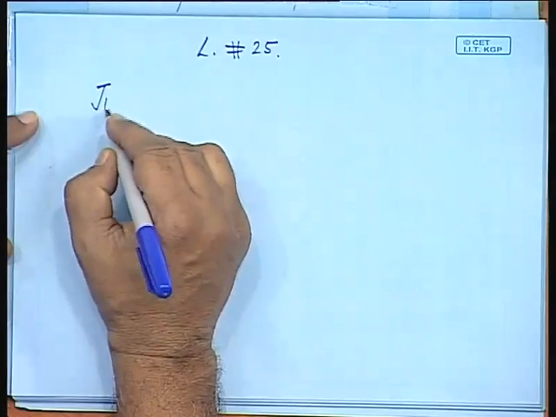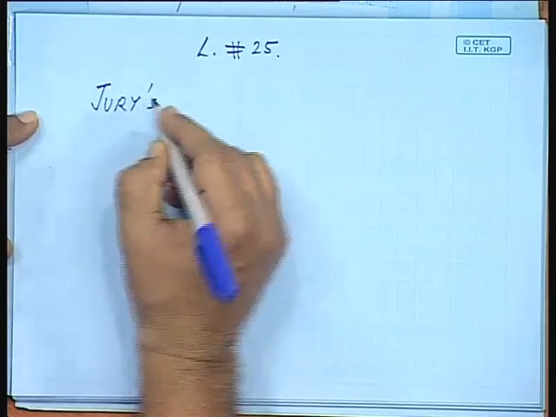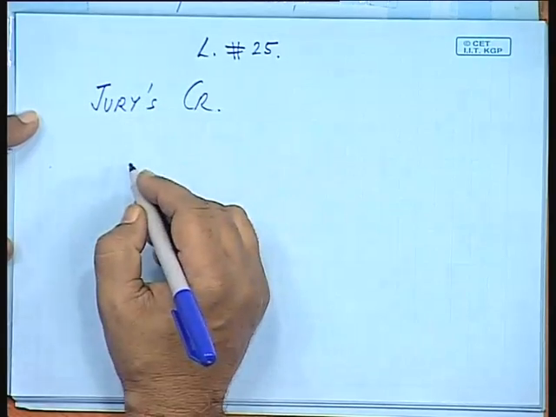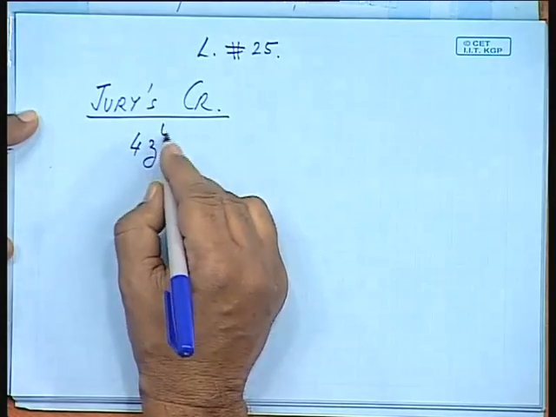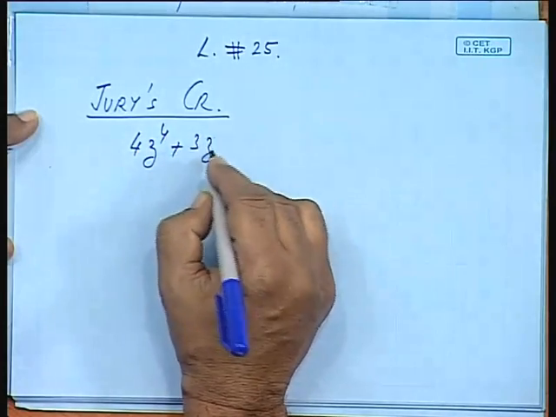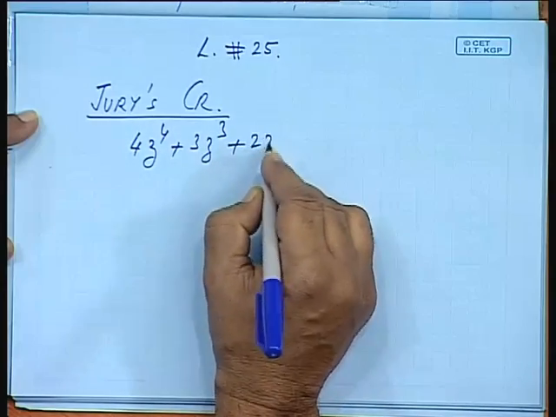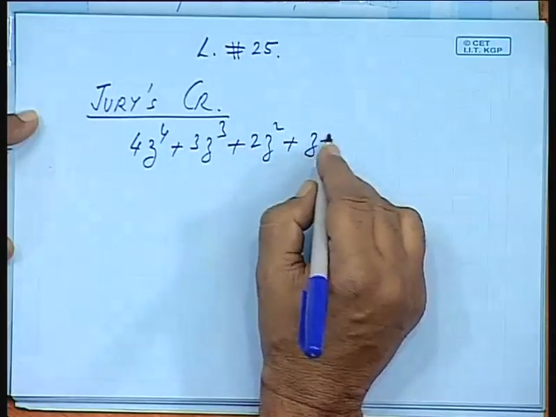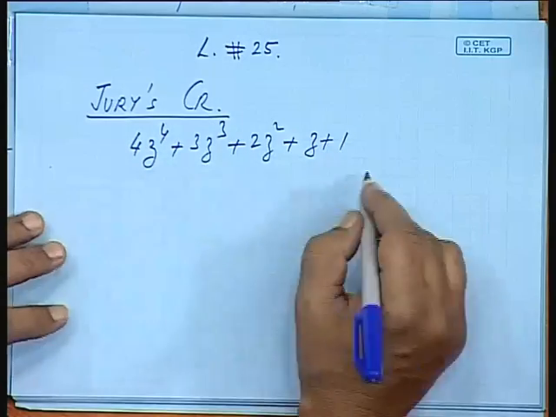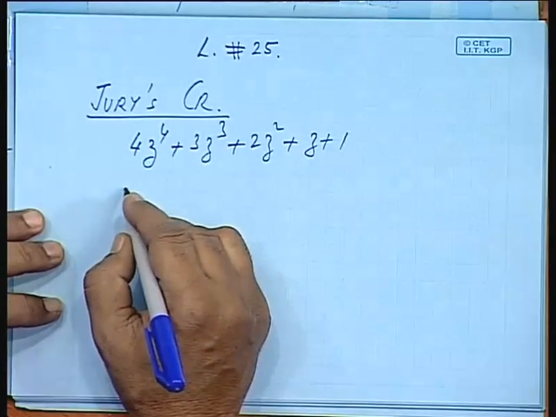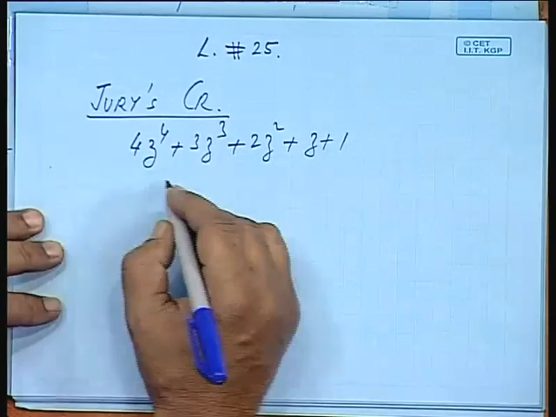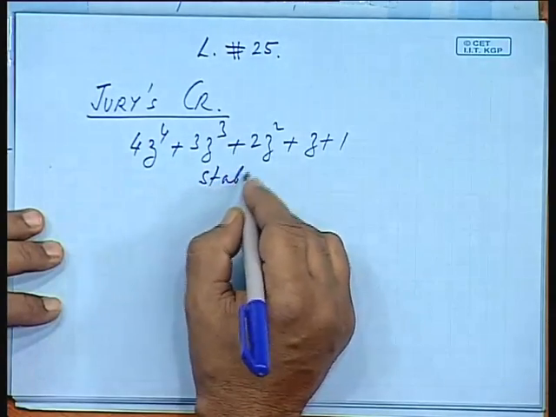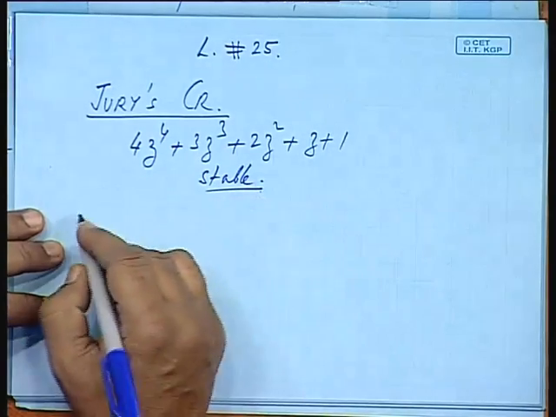Last class we were discussing Jury's criteria for stability. We saw one example, z^4 plus 3z cubed plus 2z squared plus z plus 1. We arranged the rows and we found that the system is stable. This was meeting all the criteria. Let us take another example.